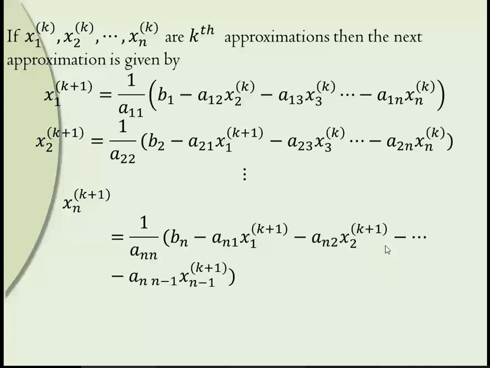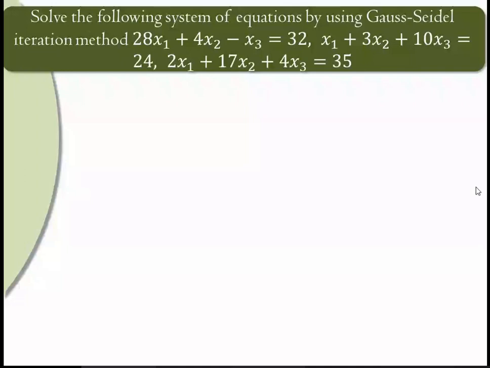For Jacobi, for the next approximation, we use the whole set. But here we are not using the whole set of values. We use modified values. Okay, so this is exactly similar to Jacobi. So we'll take a problem, then you will understand how to make use of it.